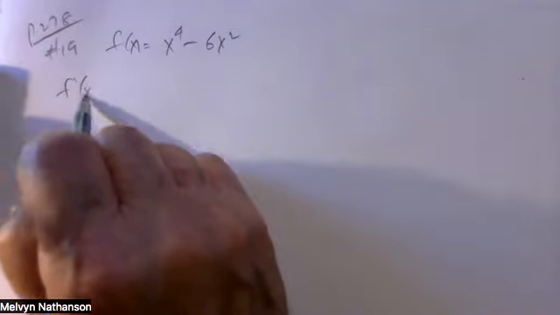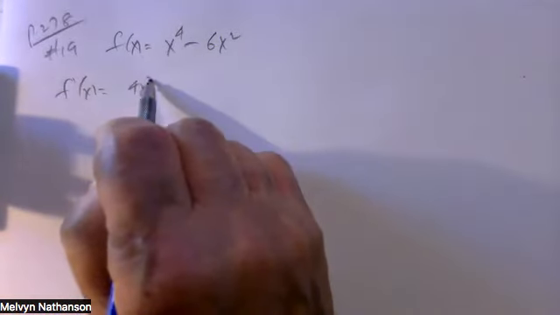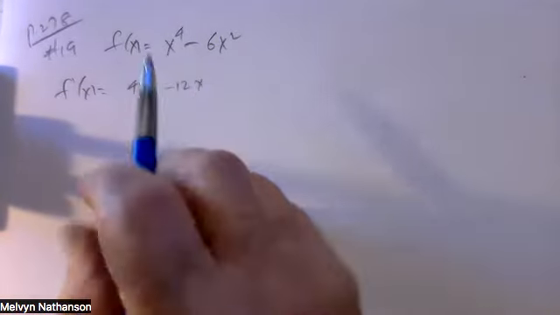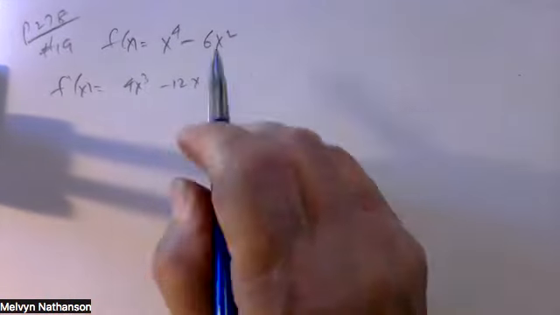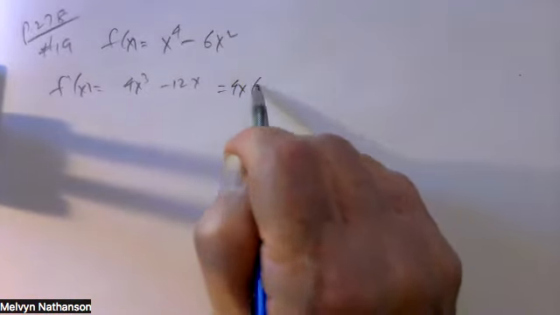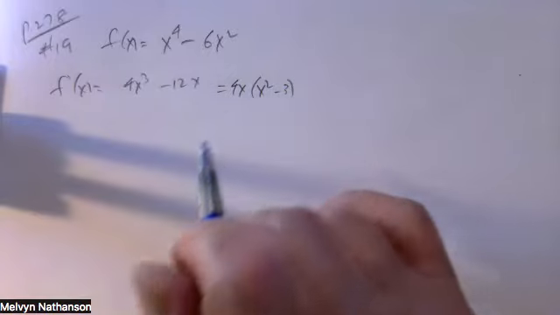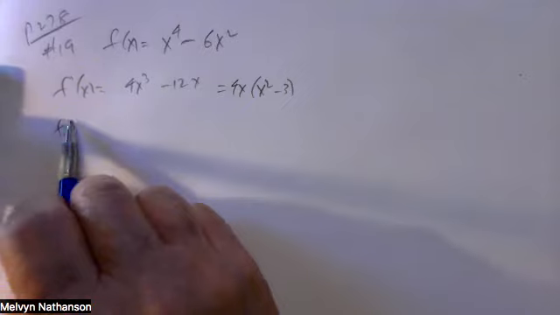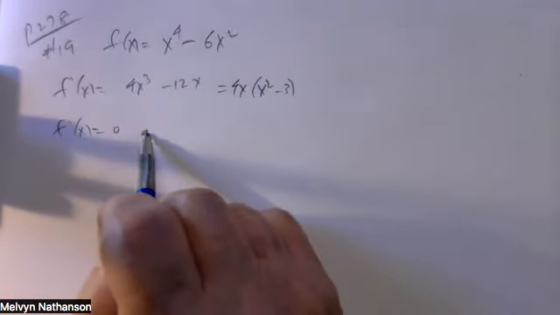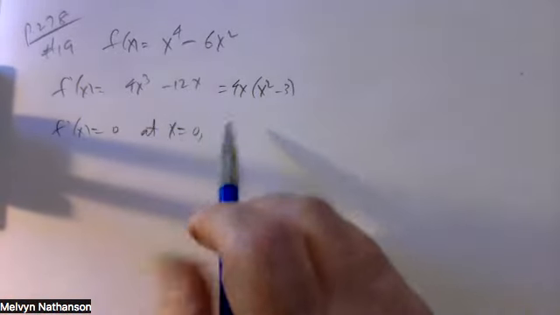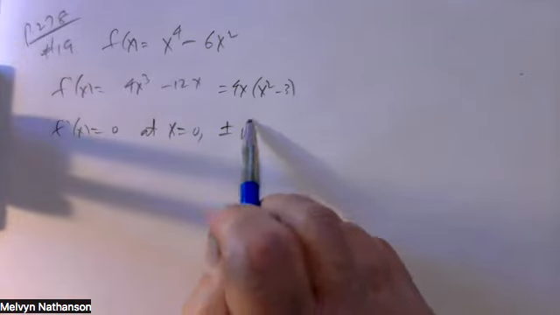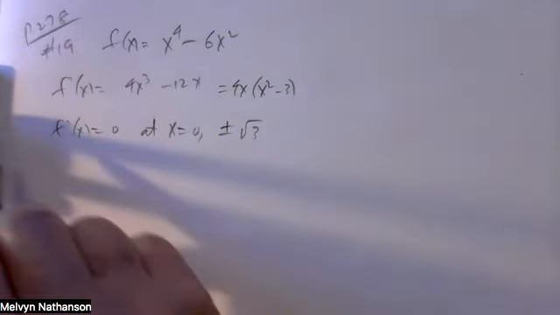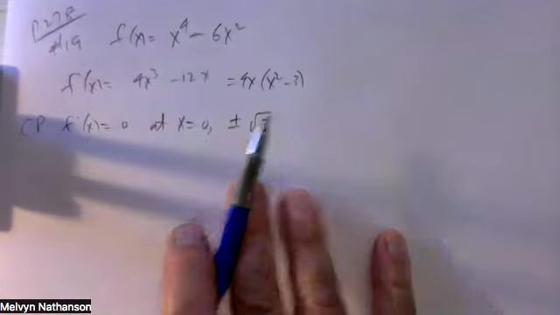So we take the first derivative, 4x cubed minus 12x, which is 4x times x squared minus 3. So f prime of x equals 0 at x equals 0, and plus or minus the square root of 3. So these are the critical points. There are 3 critical points.